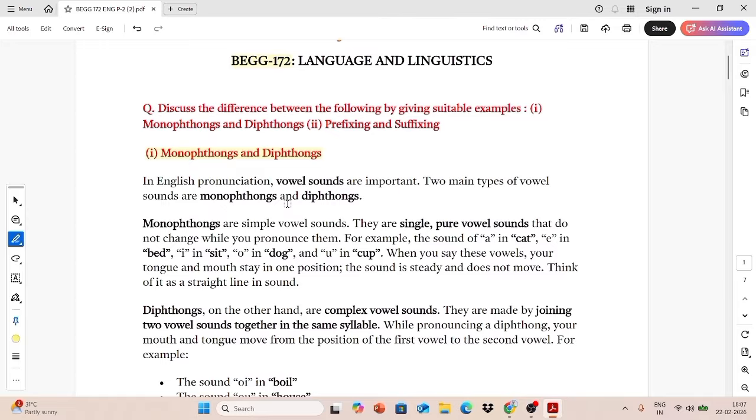So in English pronunciation, vowel sounds are very important. Which are the five vowels we know? A, E, I, O, U. These are the main vowels which we know, which we have learned since our primary classes. But today we'll be understanding the two main types of vowel sounds, and which are they? Monophthongs and diphthongs. So first let us know about monophthongs.